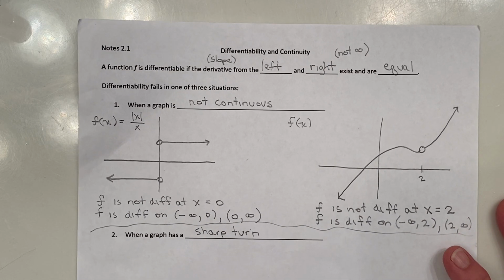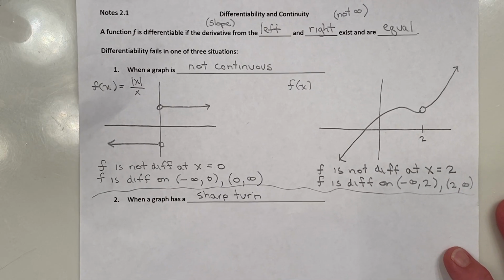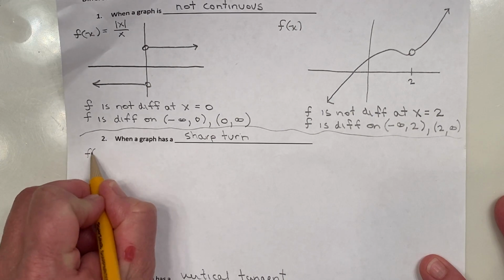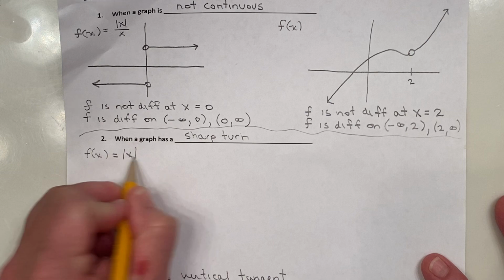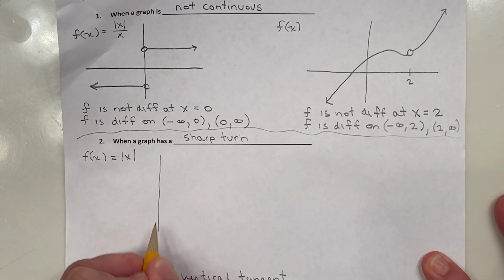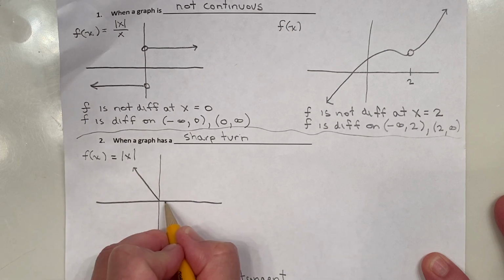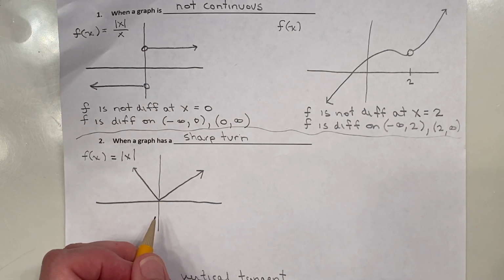All right, the second situation when a graph is said to not be differentiable is when the graph has a sharp turn. So let's look at a couple of examples. I think one of the examples that we can use is the absolute value graph. So think about the absolute value graph. It has a sharp turn. If I'm not doing any translations and I'm just looking at the parent function, we have a sharp turn here.